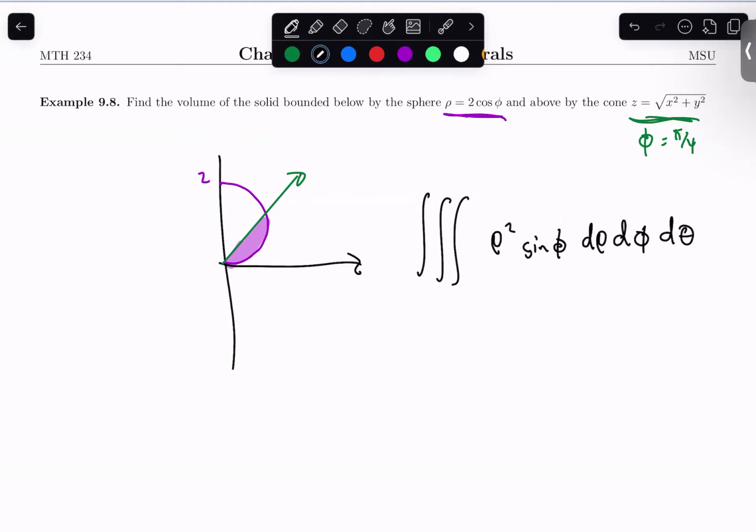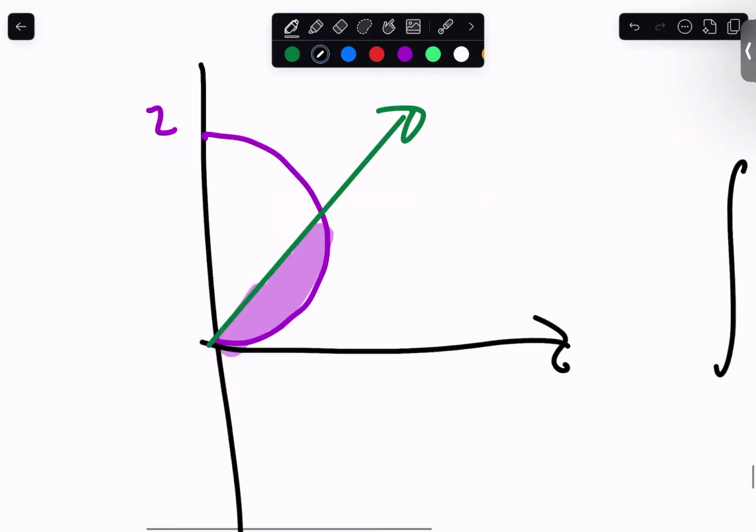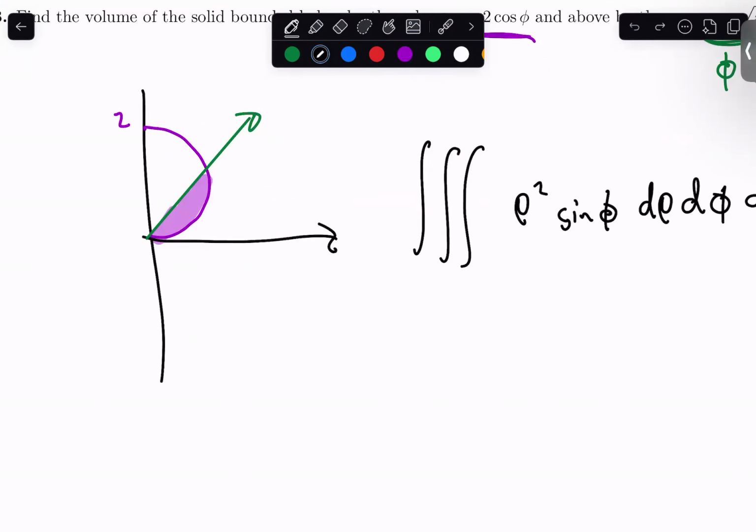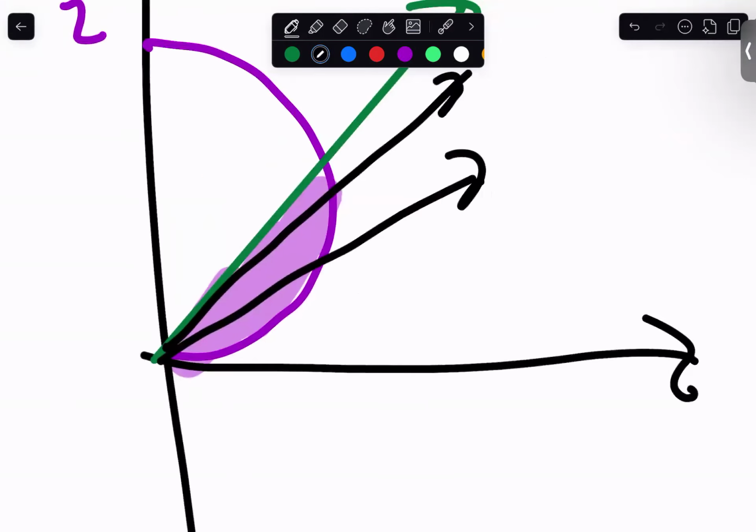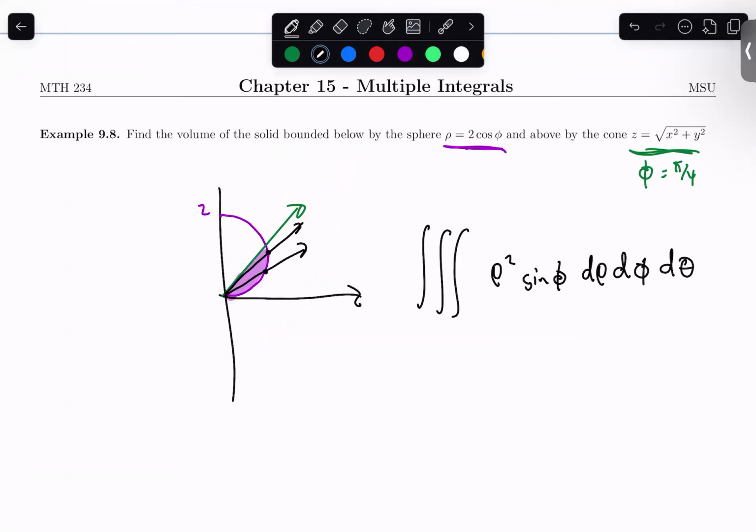All right, now for the bounds. As I travel outwards, aka in my rho direction, it seems like on the origin, I'm on the boundary of my region. And as soon as I take the tiniest step off that, I'm inside of my region. So it seems like rho equals 0 is how I enter, and how I exit is through this purple curve. And luckily, this has a rho equals equation. So I think our bounds here are going to be from 0 to 2 cosine phi.